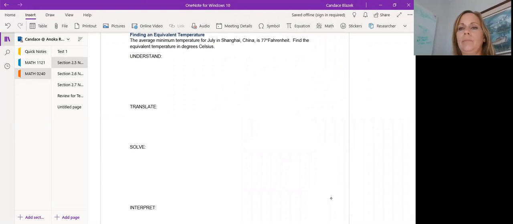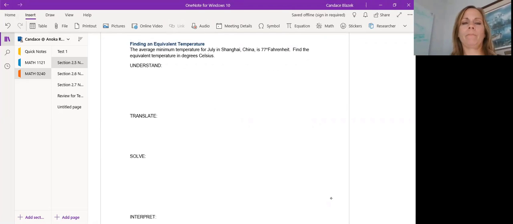Finding an equivalent temperature. The average minimum temperature for July in Shanghai, China is 77 degrees Fahrenheit. Find the equivalent temperature in degrees Celsius.